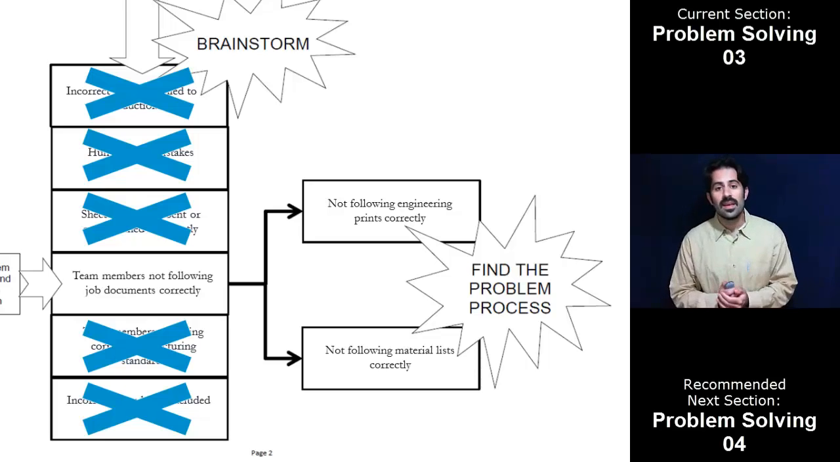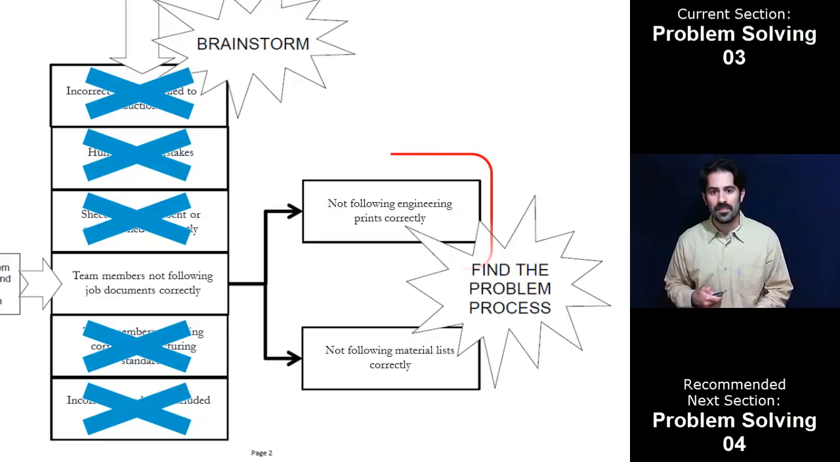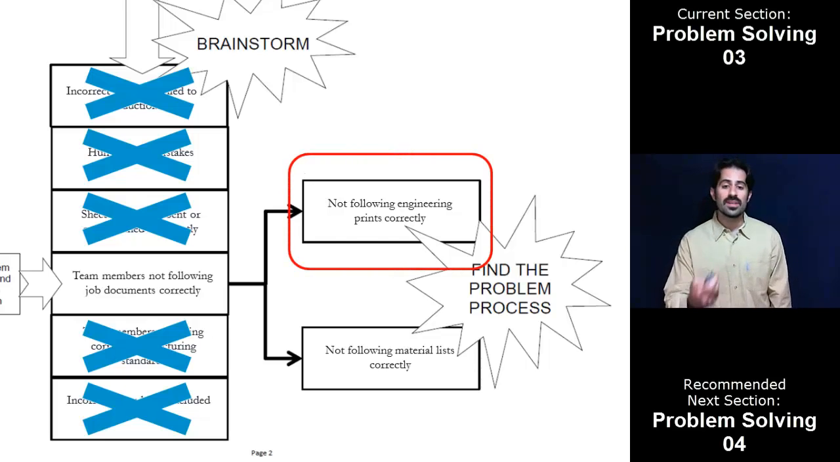So in this case, they used some data going back to try and prioritize between these two to see what the bigger piece was, what the bigger chunk was that they could go after. And what they found was that the engineering prints actually were contributing a higher percentage of the defects than the material lists. So they prioritized that problem to fix first, right? We want to go after the biggest piece first.